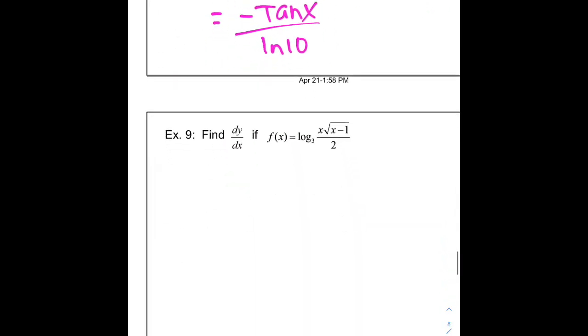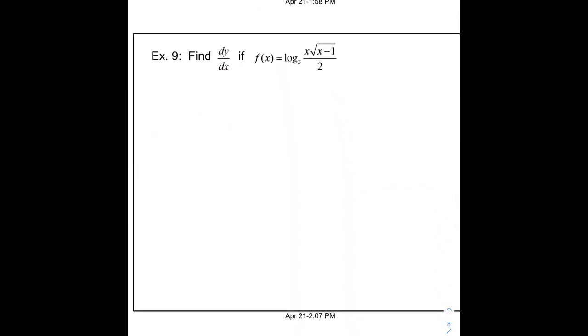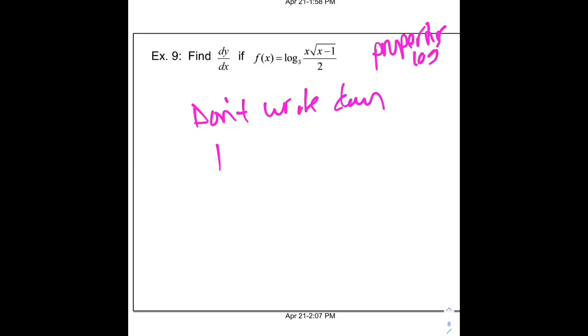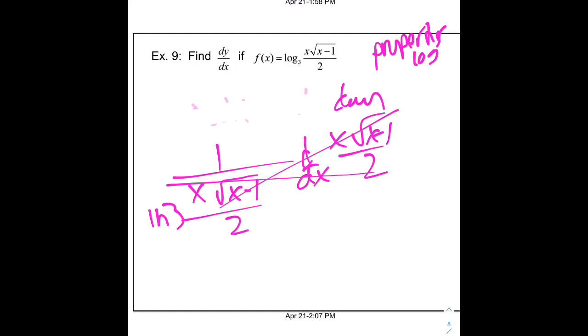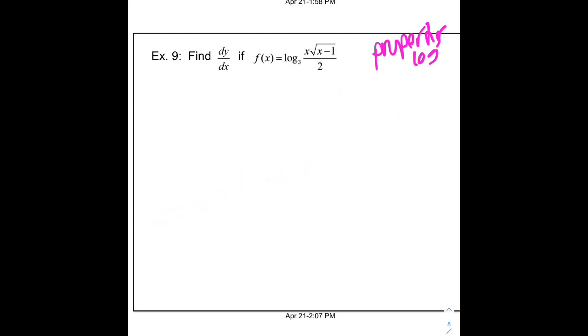All right, example 9. All right, how do we go about doing this guy? Use properties of logs first. If I see you, don't write this down. If I see you doing 1 over x, the square root of x minus 1 over 2, then you have to differentiate it. Then you're going to multiply it by log 3 in the denominator. I'm not going to grade it. That is not, even if it's valid, that is not an efficient way to differentiate logarithms.